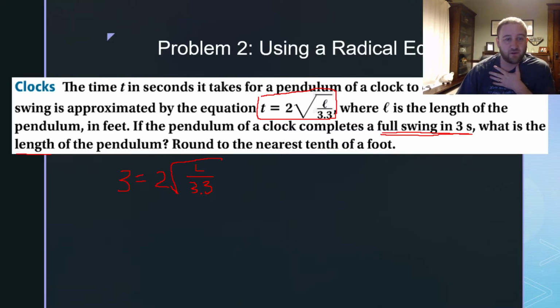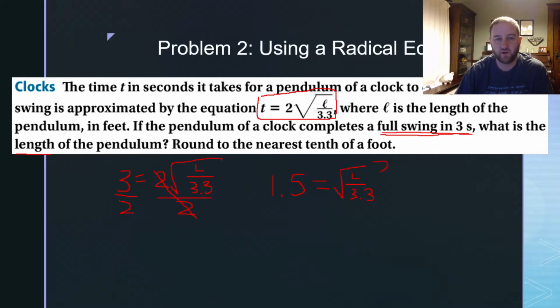Okay, first thing we want to do here is isolate our radical. So to get rid of our 2, we just need to divide by 2 on both sides. This cancels out our 2 and it leaves the radical L over 3.3. So 3 over 2 is 1.5, and that's equal to radical L over 3.3.